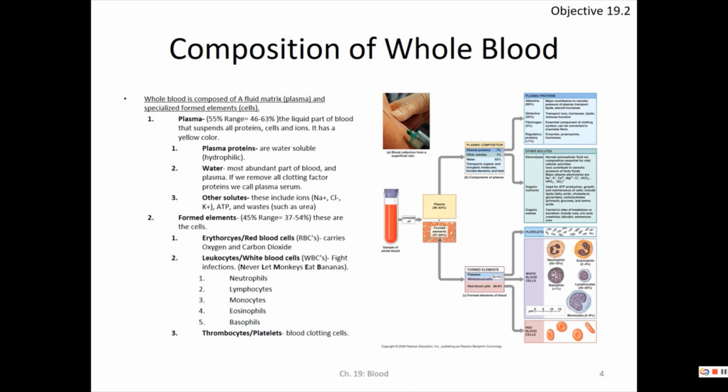So we're going to see white blood cells fight infections. Erythrocytes carry oxygen and carbon dioxide, and the thrombocytes are involved in blood clots. Now, leukocytes have 5 different types, and an easy way to remember the 5 different leukocytes is never let monkeys eat bananas. Never let monkeys eat bananas, okay? Easy way to remember them. We're going to talk about them more in depth later on. And here on the right side, I have a good image showing the breakdown of a whole blood composition.